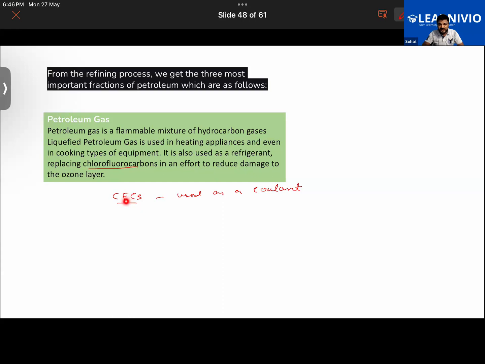Apart from carbon dioxide, carbon monoxide, and methane, chlorofluorocarbon is also one of the examples of greenhouse gases. So nowadays it has been replaced with petroleum gas. So petroleum gas is nowadays used in it.